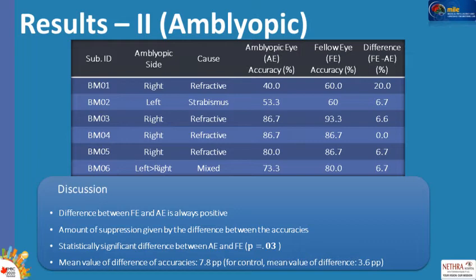In the proposed metric, the difference between the accuracies of the fellow eye and the amblyopic eye gives the measure of suppression, or the grade of amblyopia. In the case of amblyopic subjects, the mean value of the difference between the accuracies is 7.8 percentage points, more than twice that of the normal subjects.